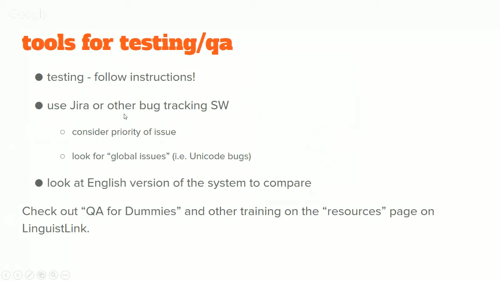Actually think about the impact of the bug on the end user, because you're really there as an advocate for the end user when you're doing QA. The other thing is look for global issues like Unicode bugs. An example of that: if you've ever looked at a web page and they just have little squares or gobbledygook, if you know what that means, then it's a sign that the Unicode settings were not established.